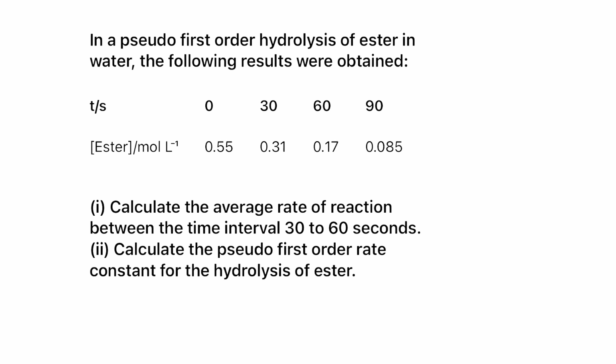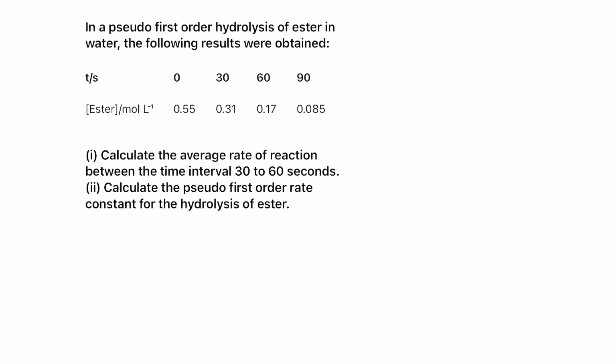In a pseudo first order hydrolysis of ester in water, the following results were obtained. First question, calculate the average rate of reaction between the time interval 30 to 60 seconds. Okay. How to find average rate? Average rate is equal to minus delta R by delta T, right?